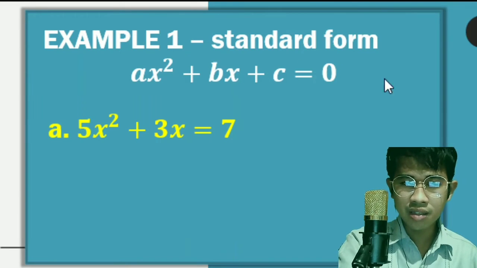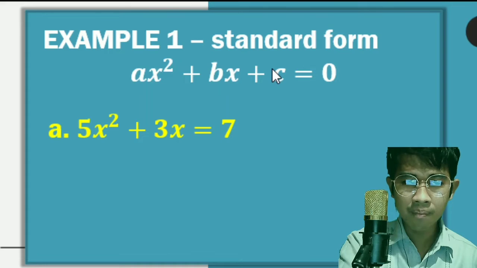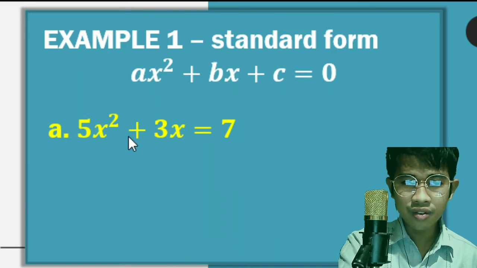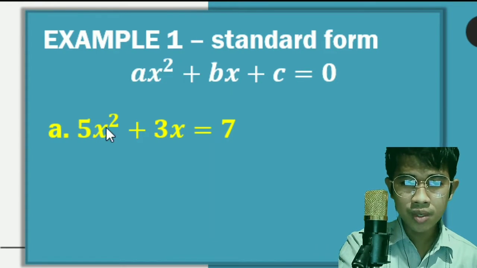Ang basis naton dapat ax squared plus bx plus c equal to 0. Diba? Ang A and B and C are real numbers. So we have here example number 1, letter A, 5x squared plus 3x equal to 7. So paano ni siya nag-standard form? Paano ta ni siya imuon standard form? Kaya ini nga equation sa letter A naton hindi pa siya naka-standard form. A is equivalent to 5.